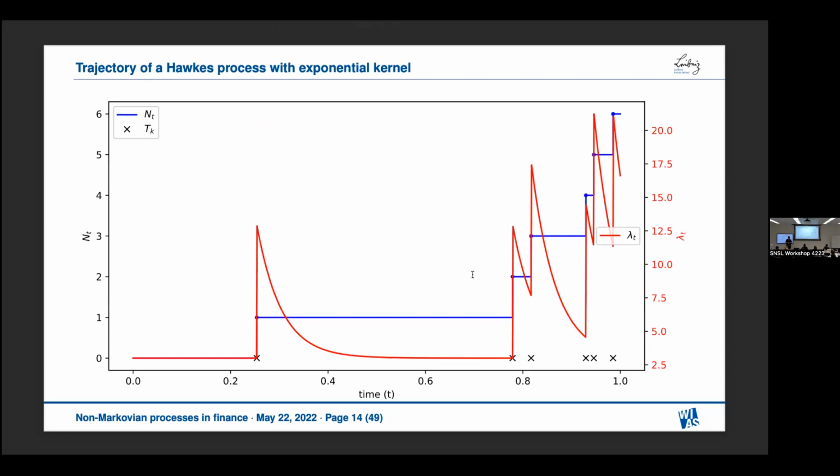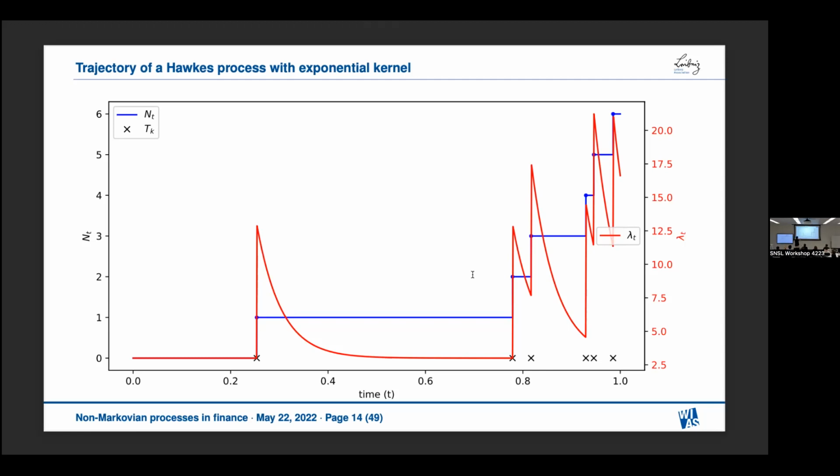Let's look at an example. Actually, in all my examples, I use an exponential kernel. I don't think it makes a difference for those examples. I'm not using the Markov property. And what do you see here? We see, once again, the black crosses are the jump times. The blue line is the counting process, and the red line is the intensity.